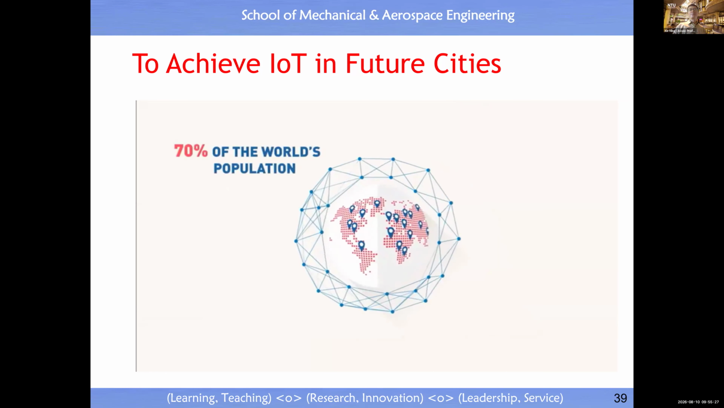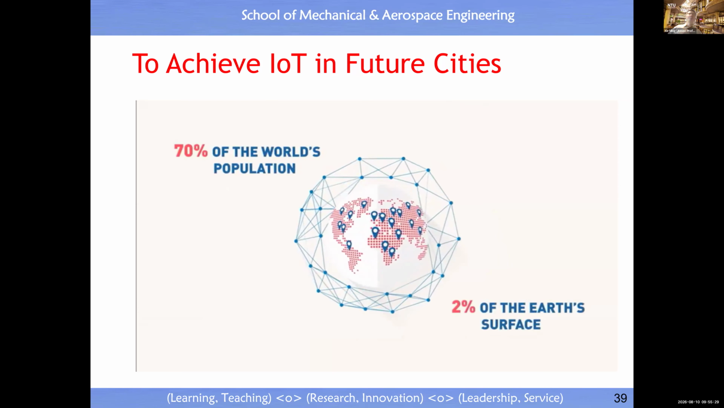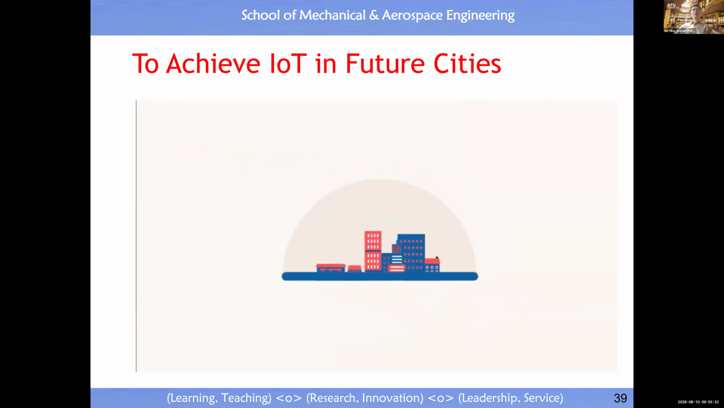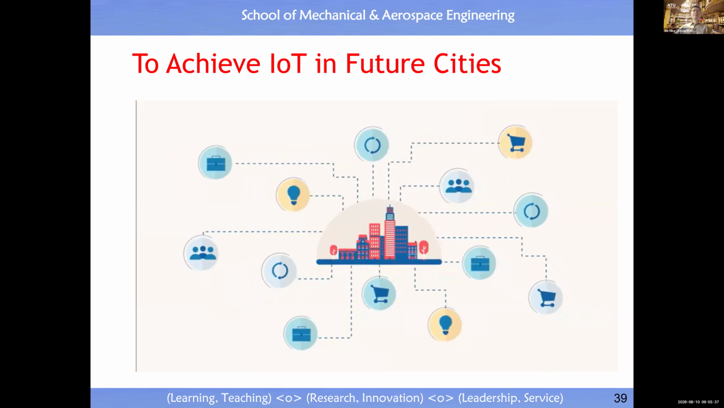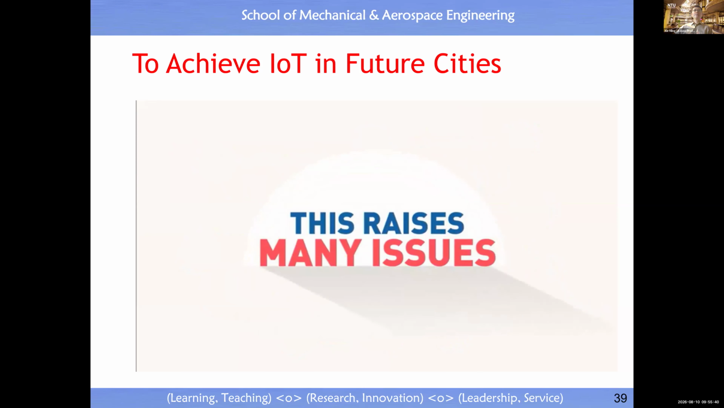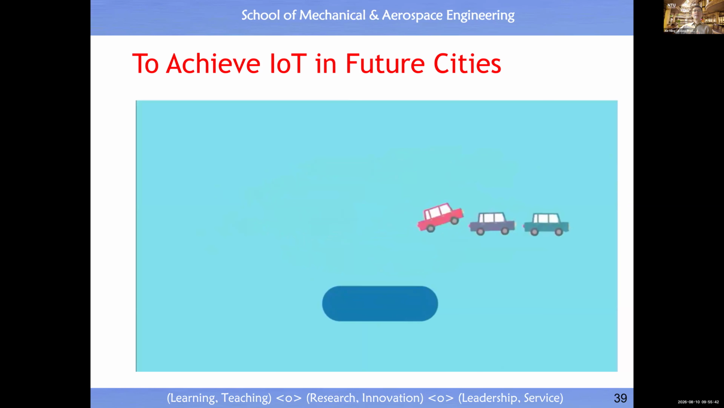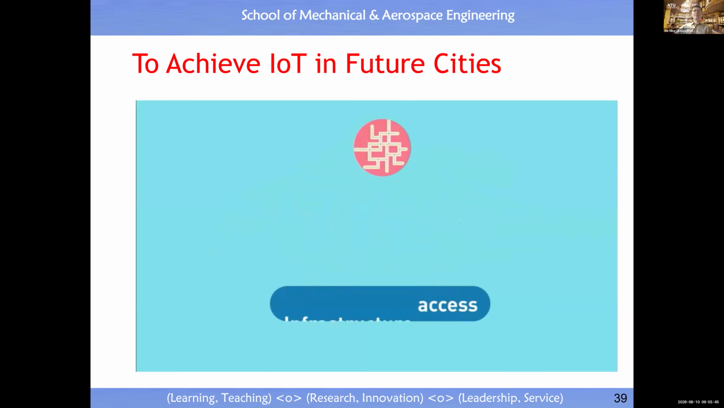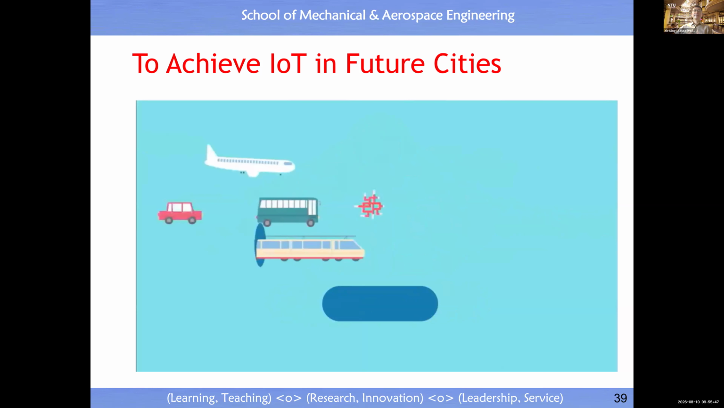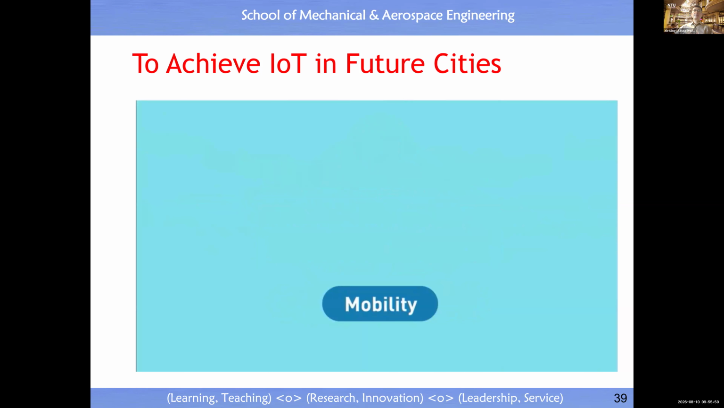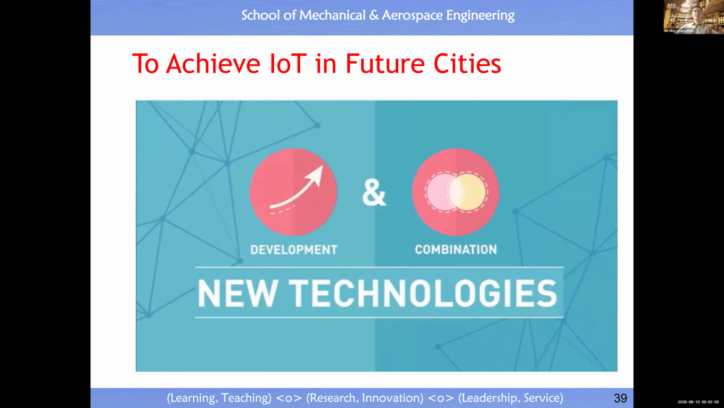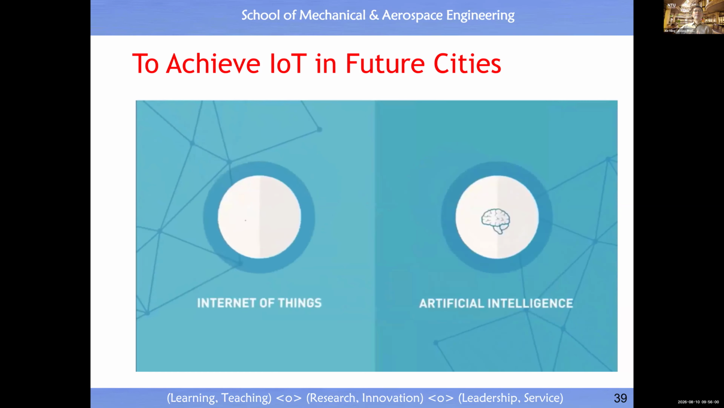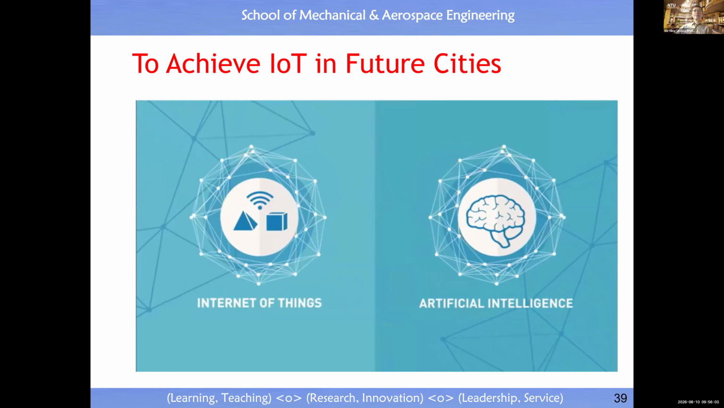70% of the world's population will be living in cities covering less than 2% of the Earth's surface. Never have cities been so challenged, and the trend continues to grow. This raises many issues: pollution, infrastructure access, traffic congestion, mobility, safety, and the health of residents are only a few examples. The development and combination of new technologies, such as the Internet of Things and artificial intelligence.